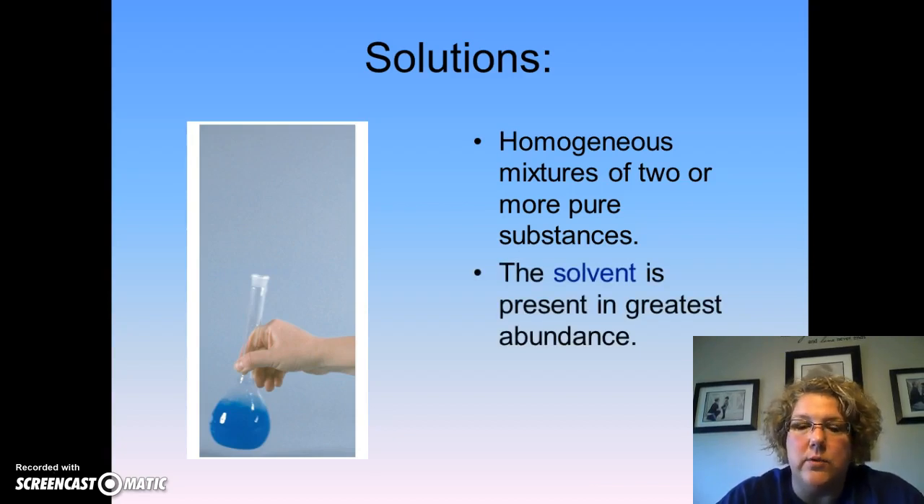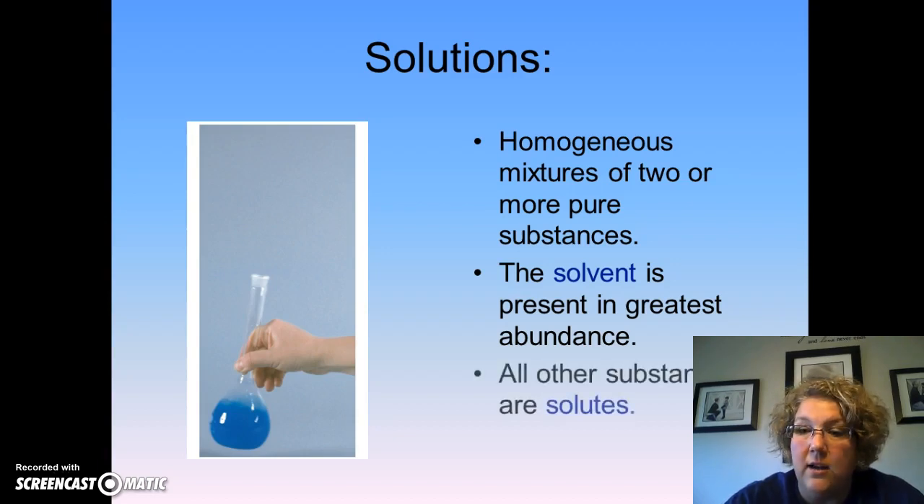There's the solvent, which is present in the greatest amount, and for our purposes, the solvent is going to be water, since we are talking about aqueous solutions. Technically, though, the solvent could be alcohol, gasoline, or any number of things. The thing that gets dissolved in the solvent is called a solute.